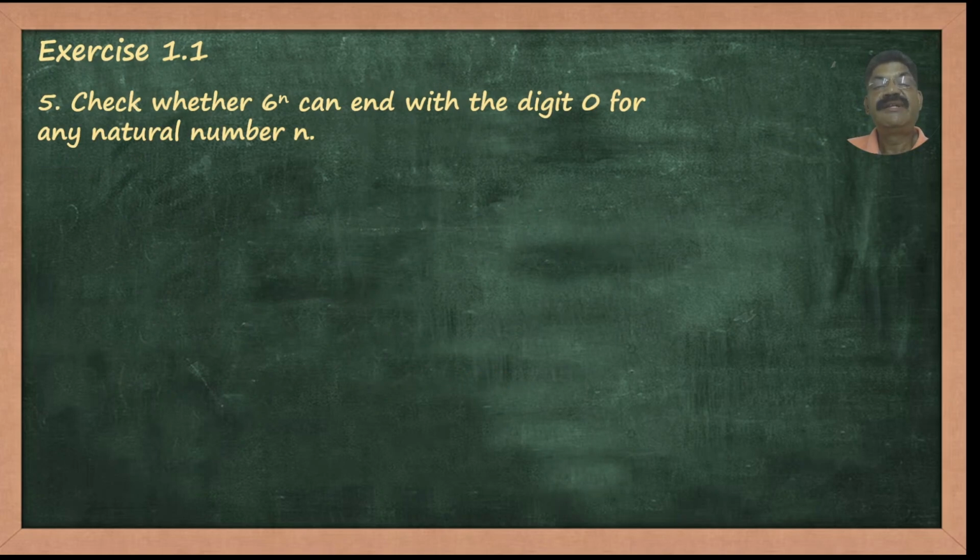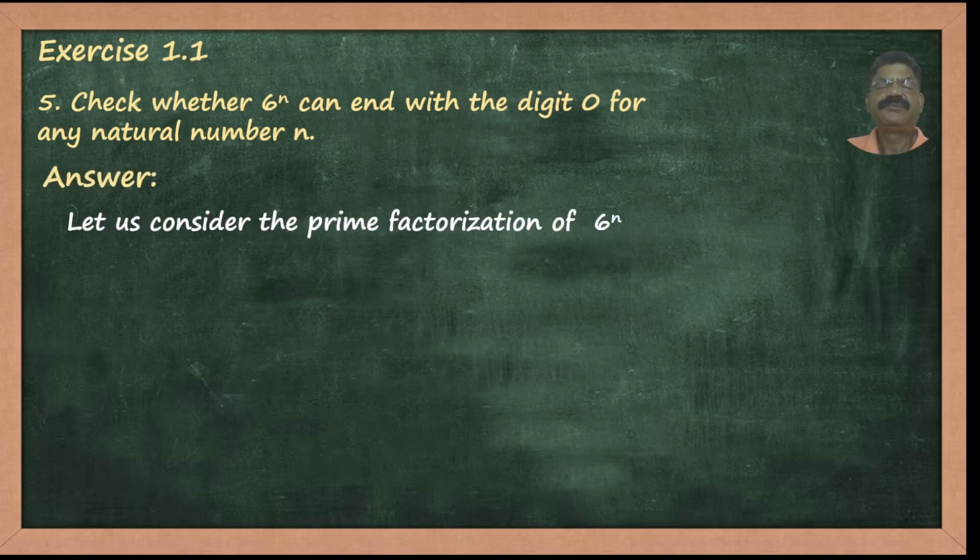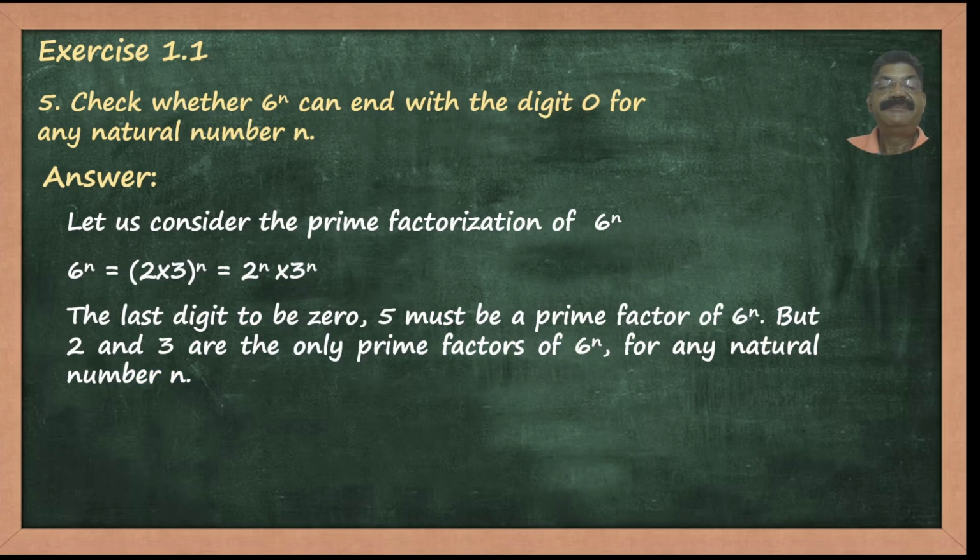Check whether 6 power n can end with the digit 0 for any natural number n. Already we studied 4 power n. Here it is given 6 power n. Let us see how. Let us consider the prime factorization of 6 power n. 6 power n is equal to 2 into 3 whole power n, which is equal to 2 power n into 3 power n. Again, here 5 is not a factor.